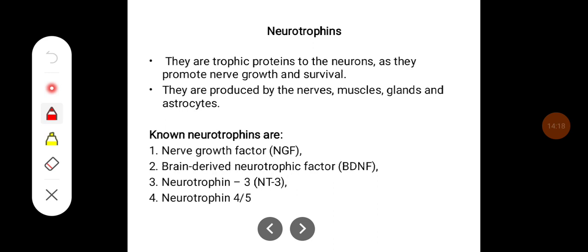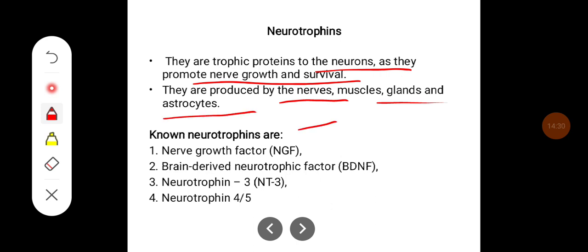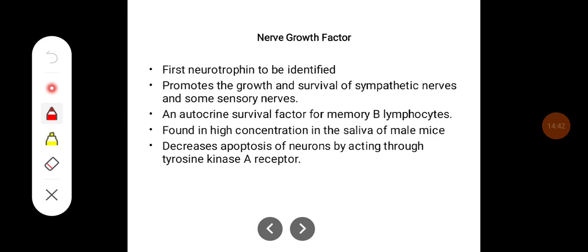Neurotrophins are the trophic proteins in the neurons as they promote nerve growth and survival. They are produced by nerves, muscles, glands, and astrocytes. The known neurotrophins are nerve growth factor, called NGF, brain-derived neurotrophic factor, BDNF, and neurotrophin 3, neurotrophin 4, and 5.